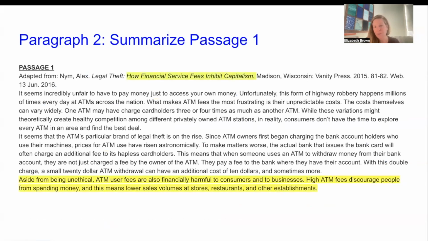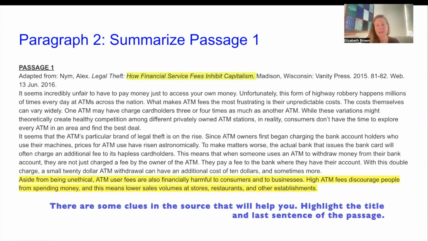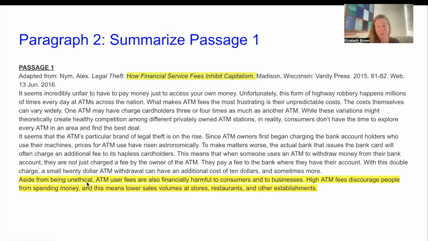Now, look carefully. There are some key clues that are easy to find without reading the entire article. The first clue is the name of the article, How Financial Service Fees Inhibit Capitalism. I'm getting the sense that Alex Nim from 2016 is not a fan of service fees. And if I reread the last two sentences, he says, aside from being unethical, ATM user fees are also financially harmful to consumers and to businesses. High ATM fees discourage people from spending money, and this means lower sales volumes at stores, restaurants, and other establishments.